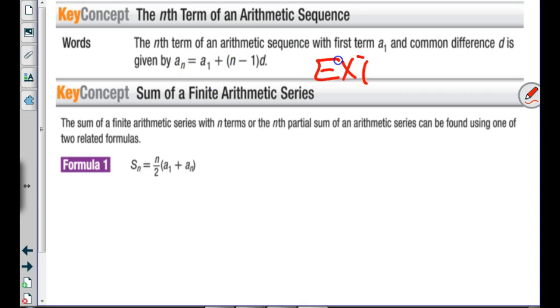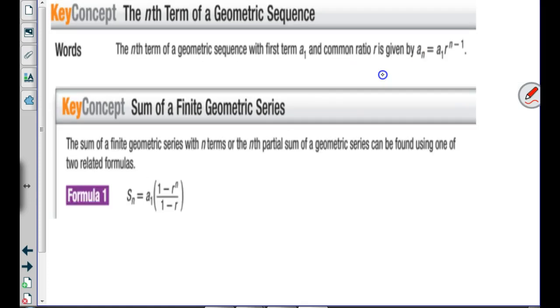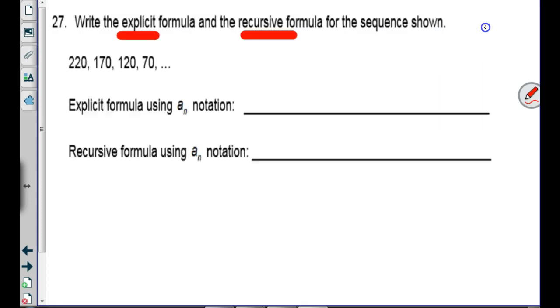This is an explicit formula. Everybody good? Okay, and this is an explicit formula. All right, it says write the explicit and recursive formula for the sequence shown. First of all, you have to decide, are they adding or multiplying? Right. Okay, so it goes down 50, goes down 50, goes down 50. So what does that tell you?